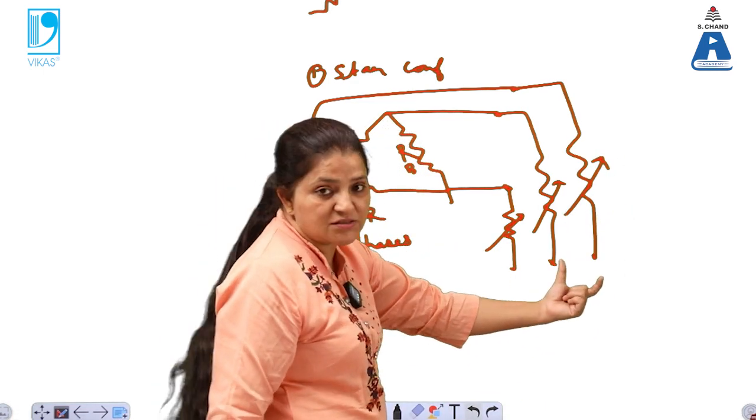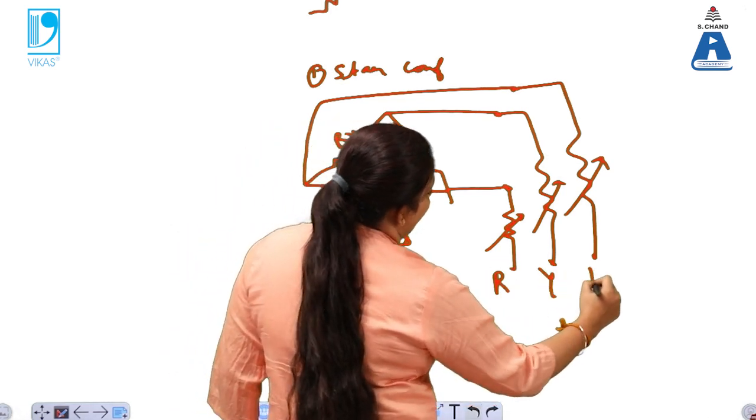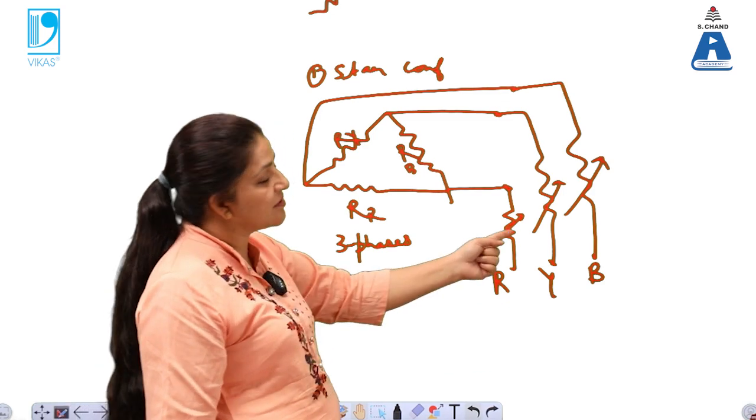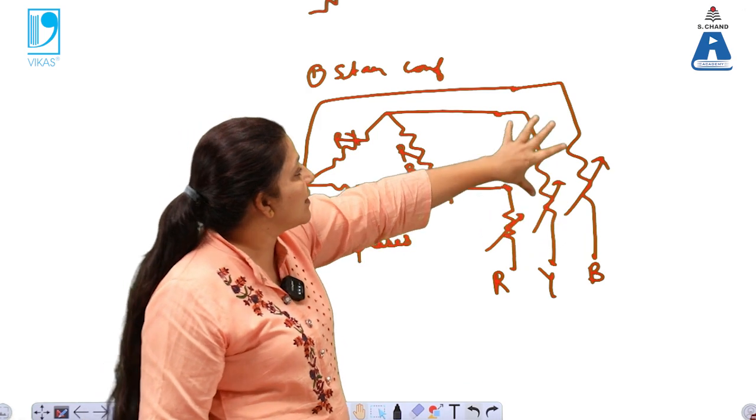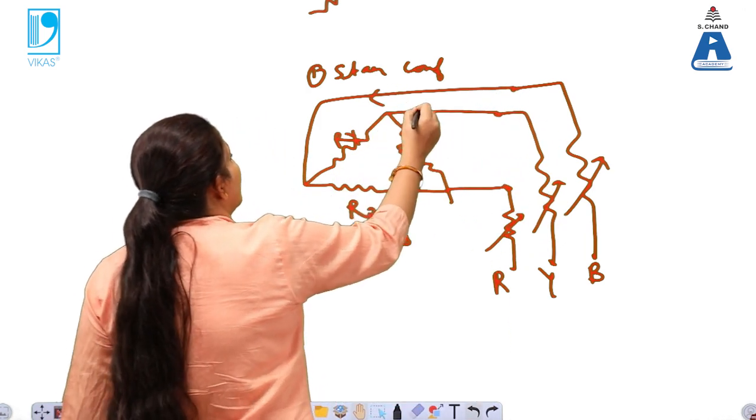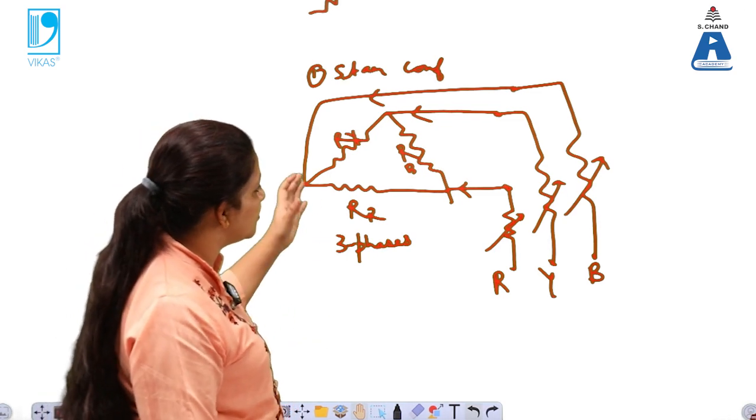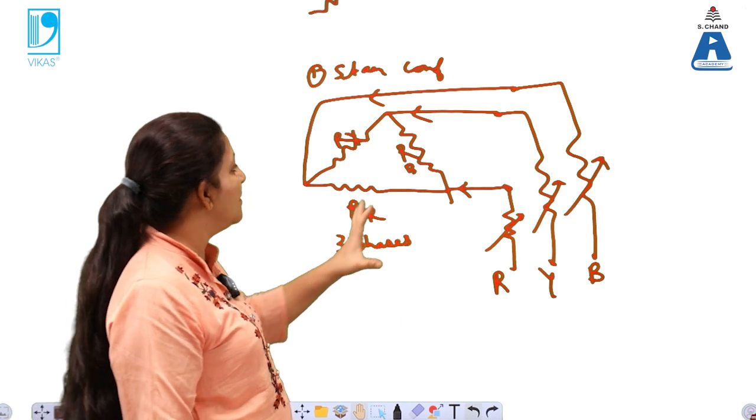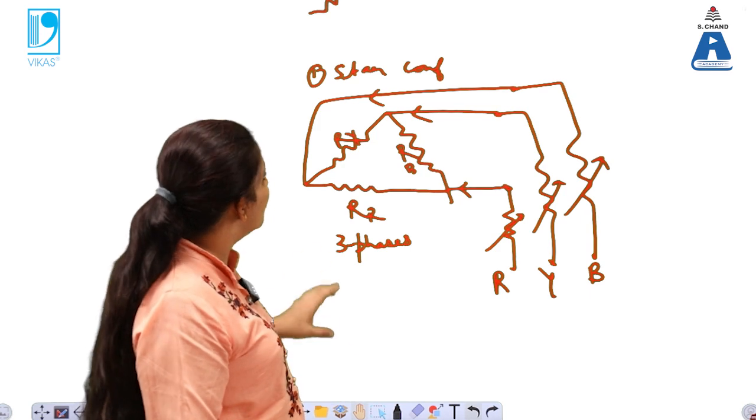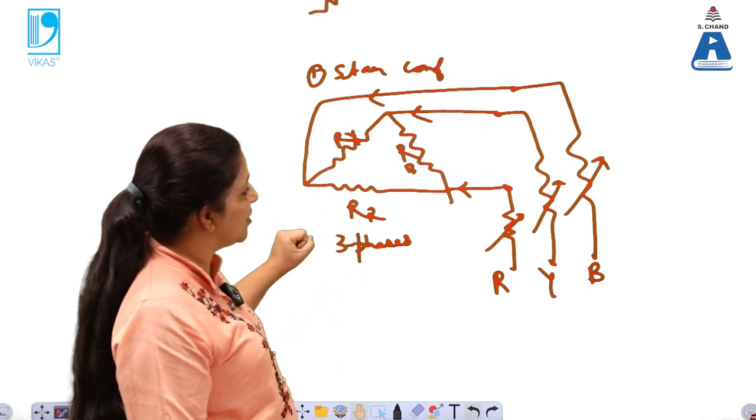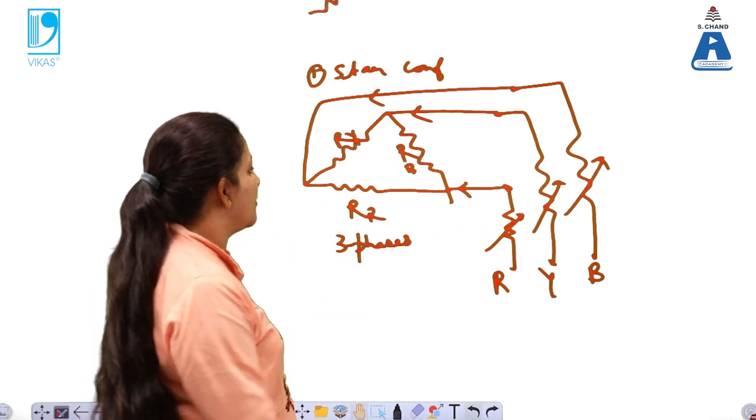Means in all of these three supplies, first one is red, then yellow and the blue, the variable resistance is introduced. Now as the resistance changes over here, automatically the current which is supplied to the three phases will change. As the current changes, automatically the output or the speed can be controlled. So the speed in this case can be changed by introducing a variable resistance in the star configuration.